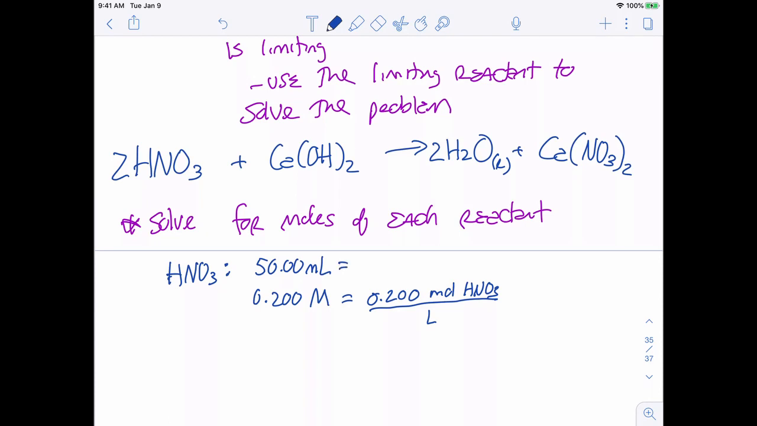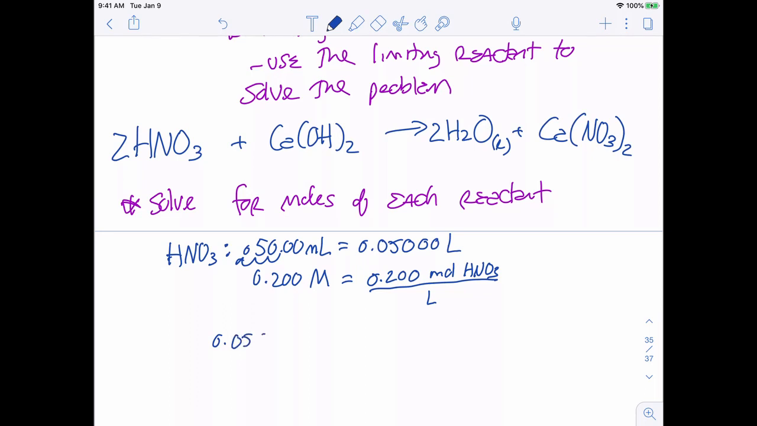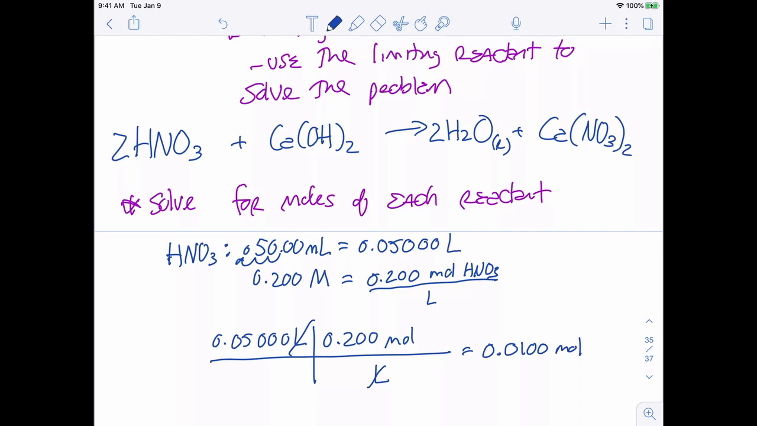If I then convert this to liters, and again, I'm just going to move my decimal place over 3, divide by 1,000, however you want to think about it. Don't drop any units or any significant figures on there. If I multiply my volume in liters by my concentration, liters are going to cancel and I'm going to be left with moles. So if I take 0.05000 liters, multiply it by my concentration, which is moles per liter, those liters are going to cancel, and I get 0.0100 moles of HNO3. So convert your volume to liters, and then when you multiply by your molarity, the liters cancel, and we're left with the number of moles.